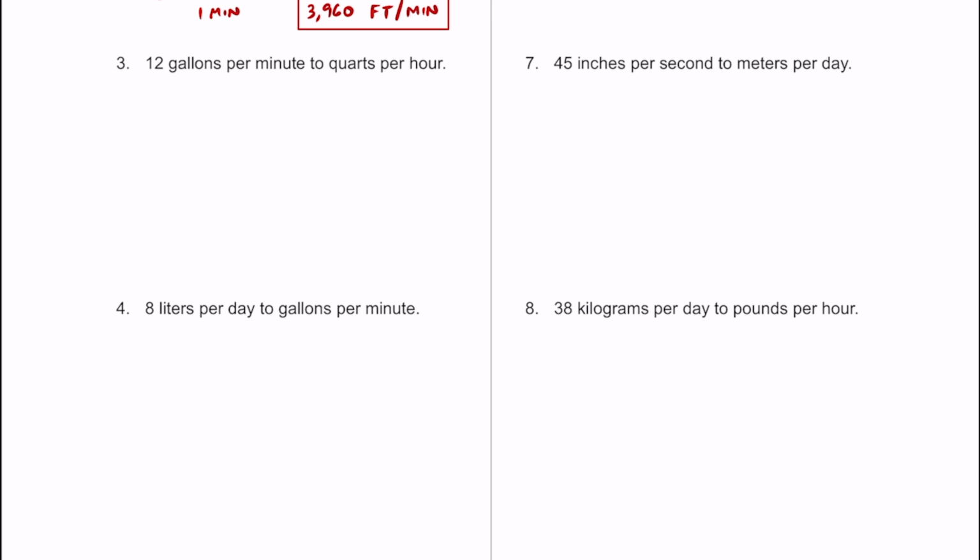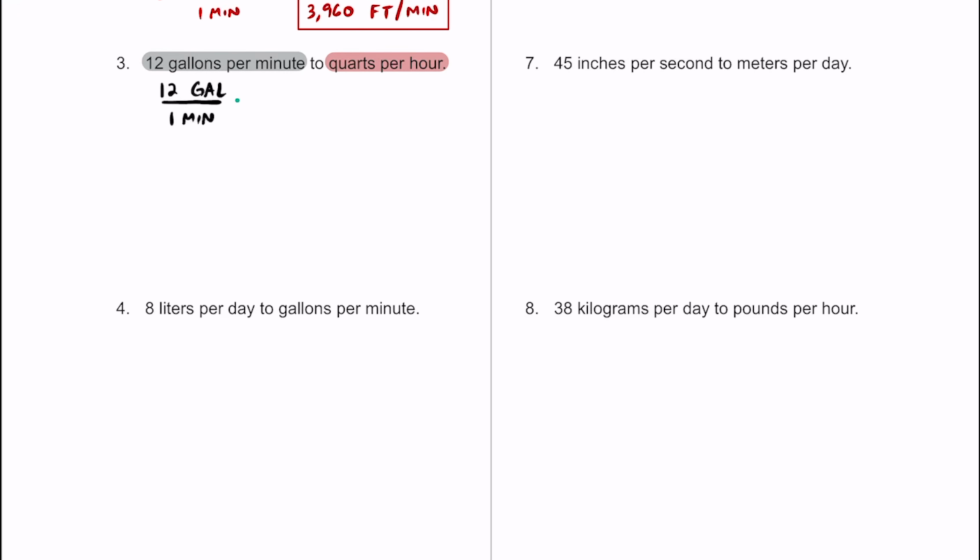Here's number 3. For number 3, we have 12 gallons per minute. So we're going to go ahead and put 12, and I'll put GAL for gallons. And I'm going to put this on top of 1 minute. So it's kind of nice. It's just 1. It's not too bad. Let's go ahead and see what we got to multiply this by to get our quarts per hour.